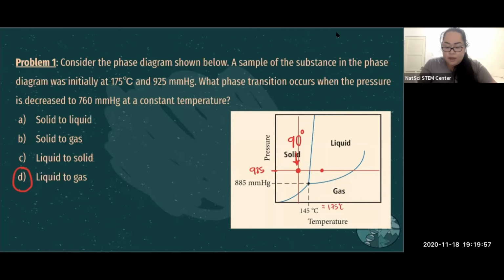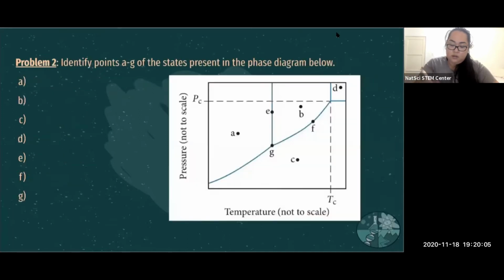Okay, so we're going to move on to the next question. Remember what I was saying earlier about a phase diagram and knowing your points? This is the general structure. You always have the solids, liquids, and gas in the same parts, so it doesn't matter how big or small it gets. I want you guys to identify those points.